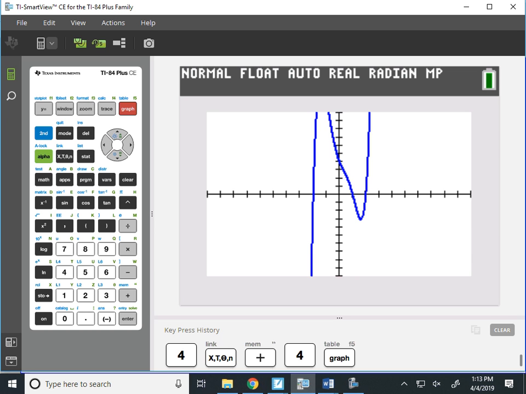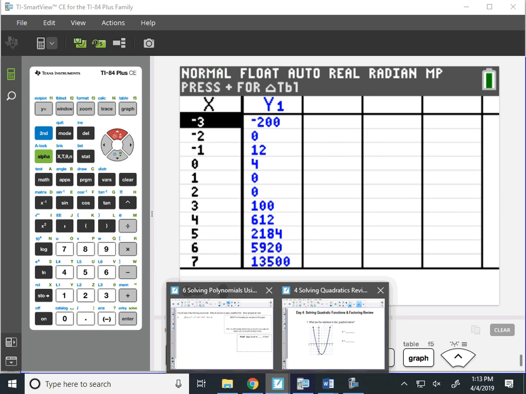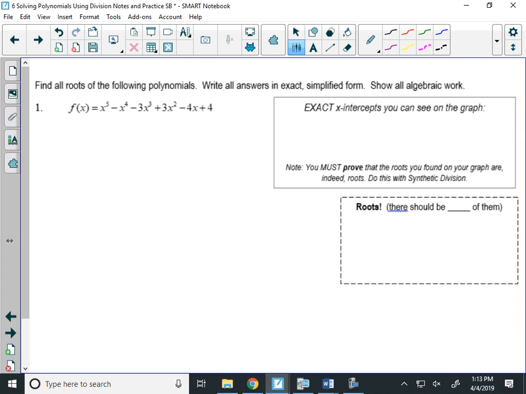And if you wanted, you could trace it, which we'll remind you in a second, but you could look at your table here and see that at negative 2, that is an x-intercept. 1 and 2, those are all x-intercepts. So let's save ourselves a little time here, and just trust me that x equals negative 2, 1, and positive 2 are the exact x-intercepts that you can see on your graph. Now, here's the thing. We need to prove that these are x-intercepts.